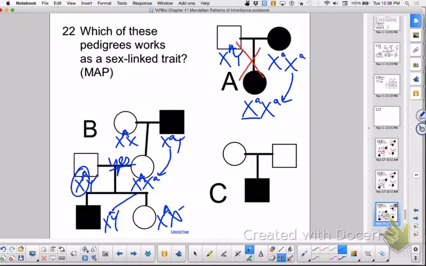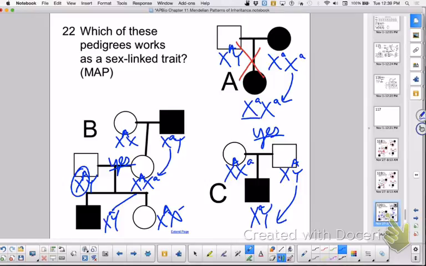Okay, this scenario: this is dad, mom, and son. Dad doesn't have the disease, so he's a big A. Mom, does she have the disease? No. So she has a big A, but you're assuming she is a carrier, because her son got the Y from the dad. Is it possible she could be a carrier for that disease? Yes. So that one will also work for sex-linked diseases.